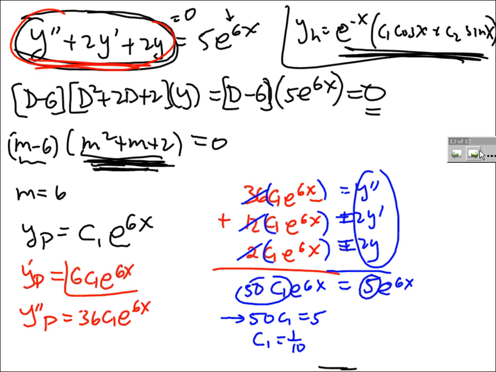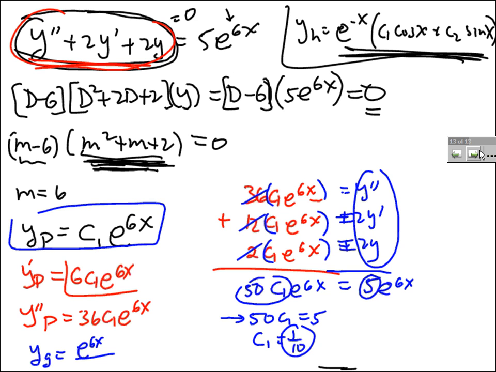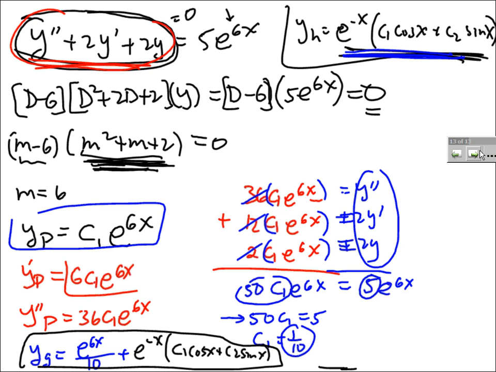Okay, so we're ready to write down the general solution. This is going to be the particular solution where I know c1. It's e to the 6x over 10, or if you prefer, 1/10 times e to the 6x, plus the homogeneous solution, plus e to the negative x times c1 cosine x plus c2 sine x. There is your general solution. Now that wasn't so bad, was it?